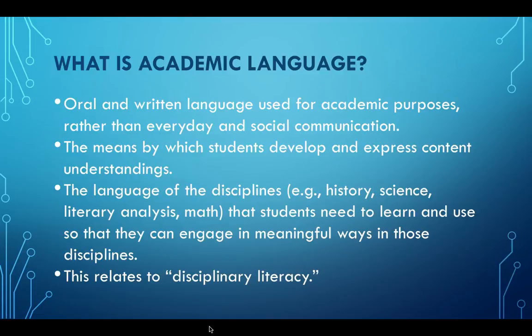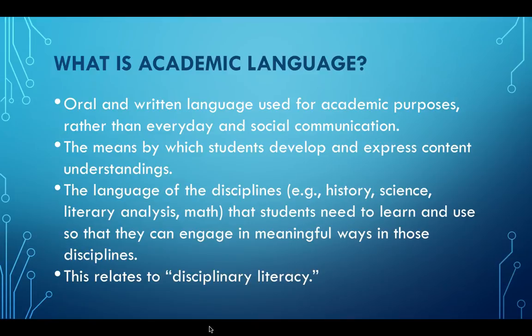In a nutshell, it refers to oral and written language used for academic purposes rather than everyday and social communication. So, the language that kids use on the playground or when a kid is asking someone to pass them a pencil or get up and use the restroom is very different from academic language, such as asking a student to speak from the perspective of a particular character, or to make predictions about a text based on specific events or details in a text, or to summarize a text.